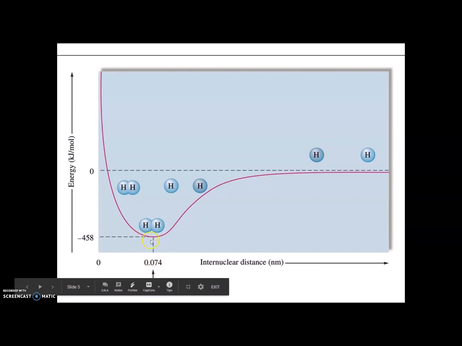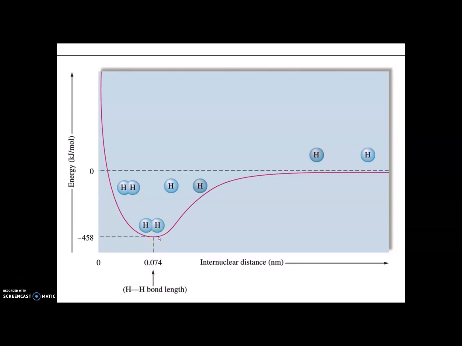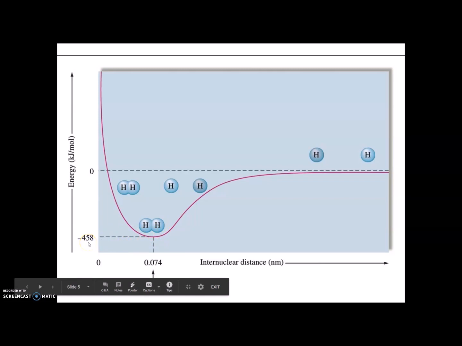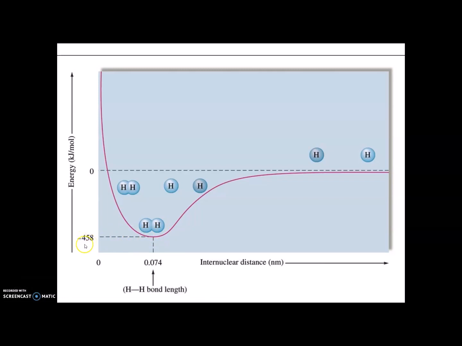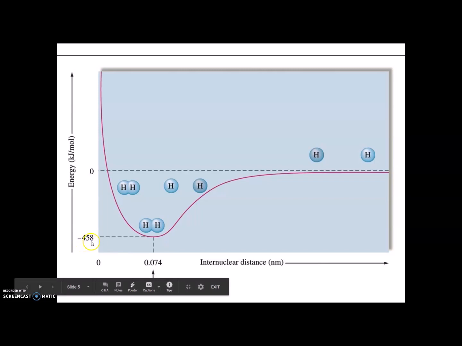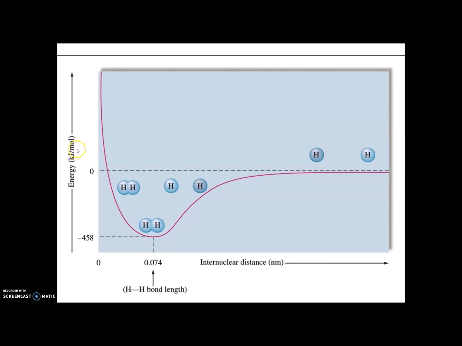In the case of a hydrogen molecule where there's two hydrogen atoms bonded together, it just so happens that the optimum bond length is 0.074 nanometers. And when that bond length is achieved, the energy released in forming the bond is, the negative means the energy is released, 458 kilojoules for every mole of hydrogen molecules formed.